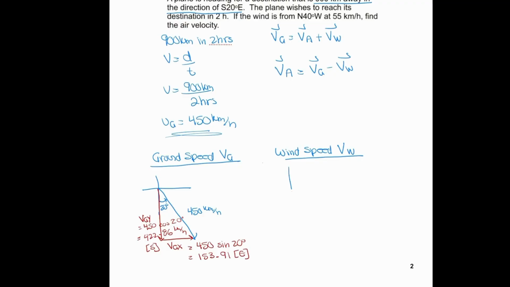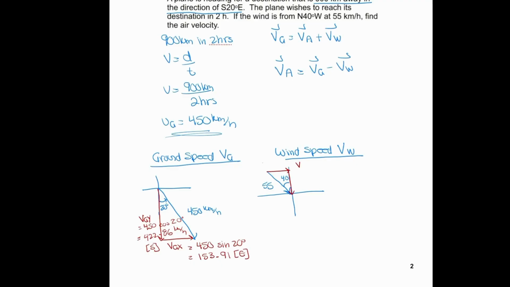Okay, so here's our wind. It is coming in this direction. We know that this angle here is 40 degrees, and we know that its magnitude is 55. So now we need to determine our component vectors in the x and y direction.